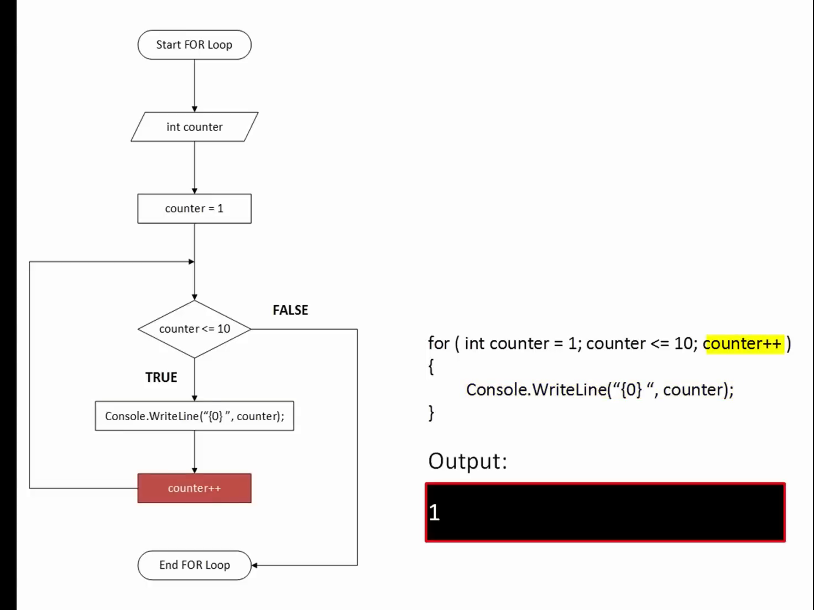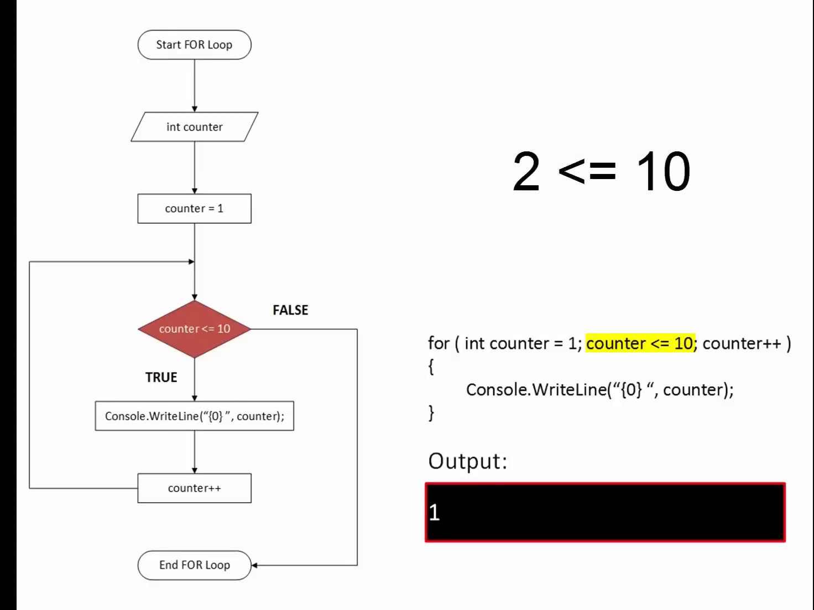Next, the control variable is incremented by 1. So the value of the counter will go from 1 and become 2. This process will be repeated until counter is no longer less than or equal to 10. Execution will jump back to the beginning of the loop. The loop continuation condition is reevaluated. Because 2 is less than or equal to 10, the code within the loop will be executed again.